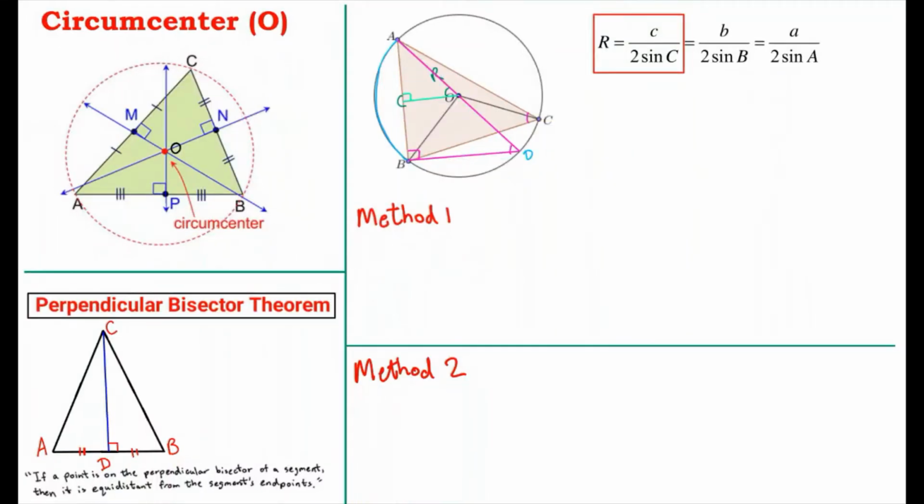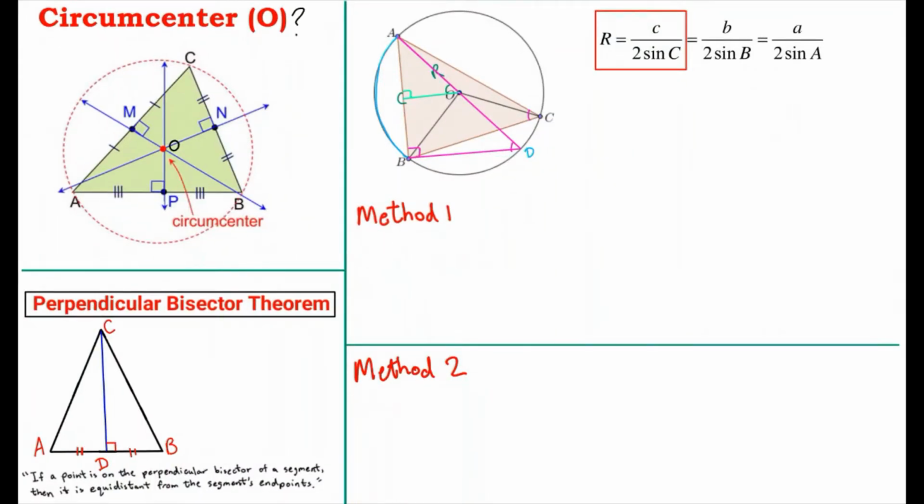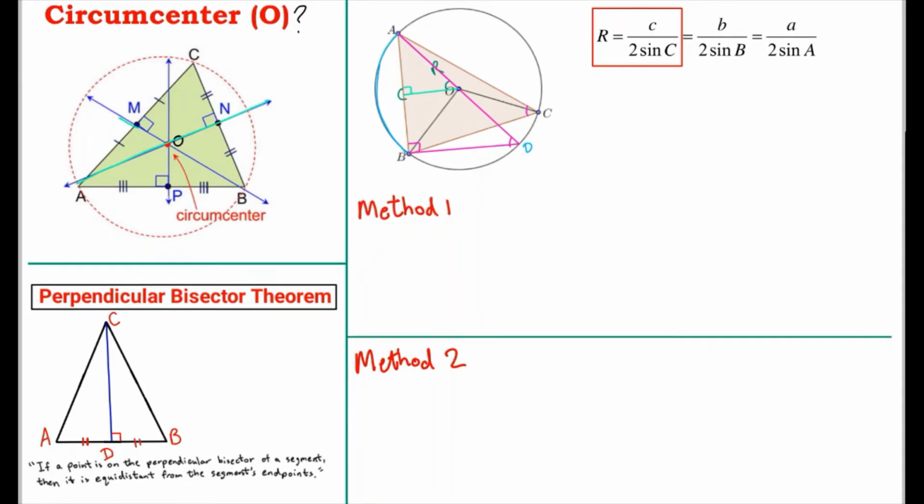What is a circumcenter? Well, first of all, the circumcenter of this triangle over here, ABC, is point O. You find this point by the perpendicular bisectors of each side. They all intersect at O over here.